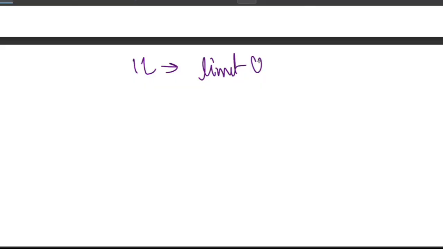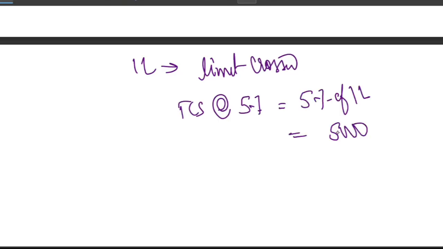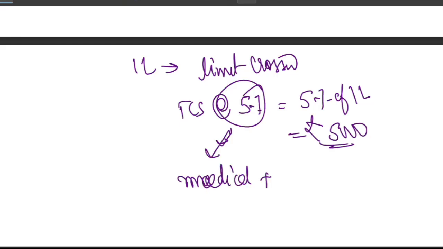So TCS at the rate of 5%, right? So what is 5% of 1 lakh? 5% of 1 lakh is 5,000 rupees. Now the question is, why this 5%? You may ask me. Because medical plus education above the threshold are taxed at the rate of 5%. Just remember it. Medical plus education above threshold, they are taxed at the rate of 5%.